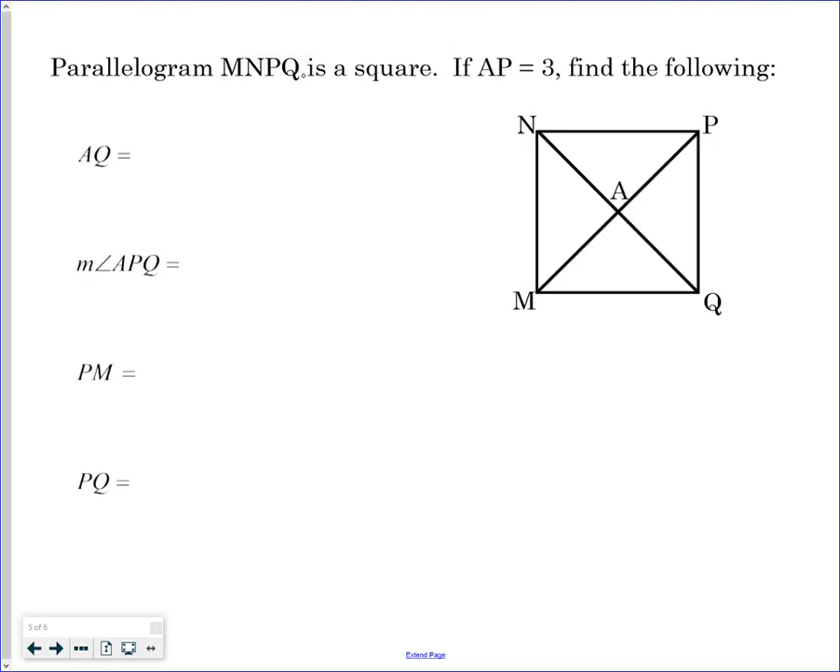Parallelogram MNPQ is a square. So they're telling me it's a square. So I still know all the parallelogram properties, but I also know that all 4 corners are 90 and all 4 sides are equal, right? I know all that stuff too, okay? If AP is 3, find each of the following. AQ.